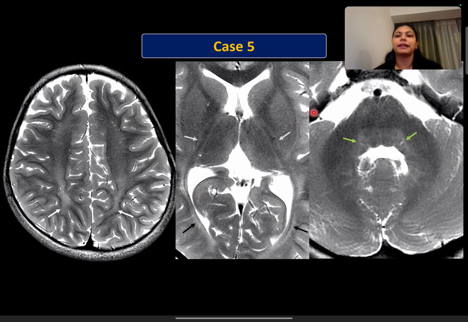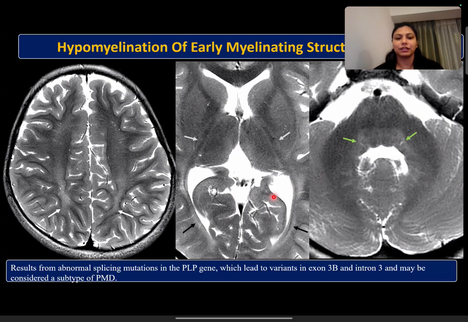When do these structures myelinate? We already discussed. So these are early or late myelinating structures. These are early myelinating structures as we discussed. So then any guesses? So in this, there is hypomyelination only involving the early myelinating structures. So this is a case of, it's not HELM, it is HEMS. So this is a case of hypomyelination of early myelinating structures.